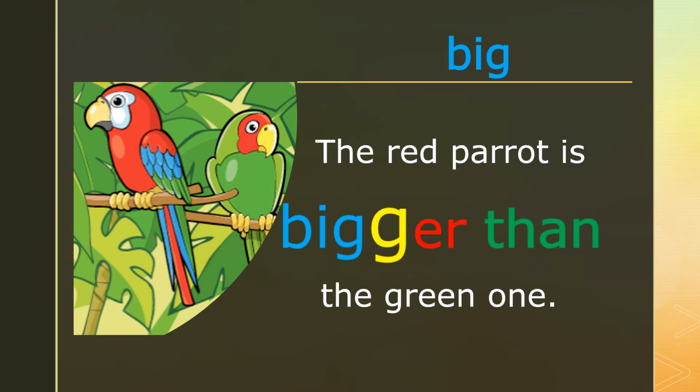So in bigger, I have to double the G because I have a vowel before the last consonant. As we said before, the vowels are A, I, O, U, E. So if I have one of the 5 vowels before the last consonant, I have to double the last consonant. Like here in big, I have I before G. So I have to double the G before I add ER. And then I must put what? Yes, very good, Mr. Than.